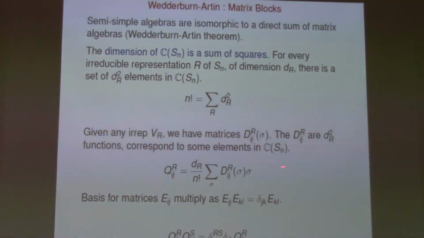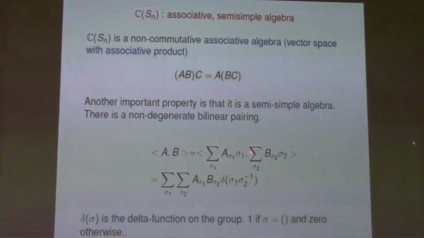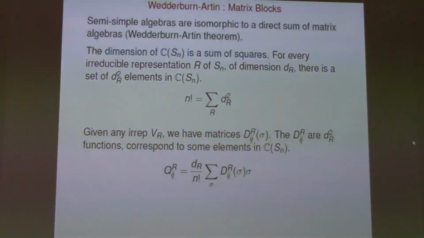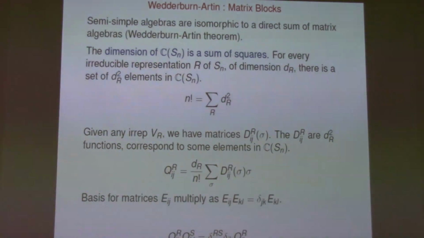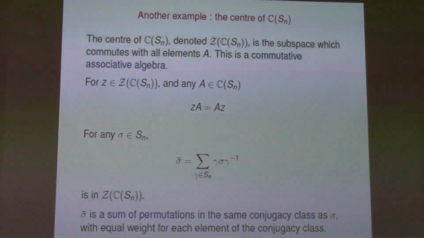So basically the same C of Sn. How do we think about functions on Sn? We can think about these A sigmas, which are some numbers associated with a group element. So we can have either this kind of permutation type basis for C of Sn, or we can have this fancier representation theoretic basis for the same algebra. And these have the nice property that their multiplication is just like matrices. And that's what Wedderburn tells you. Every semisimple associative algebra has this property.